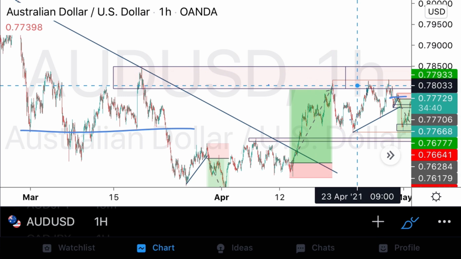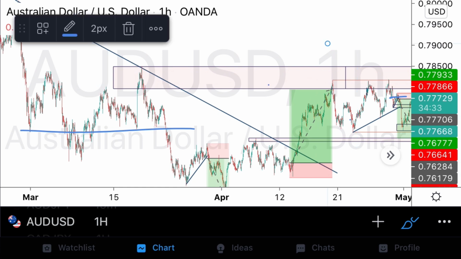But because we are looking at the individual nature of the market on our higher time frames and on those lower time frames, we are still able to capitalize on a move.